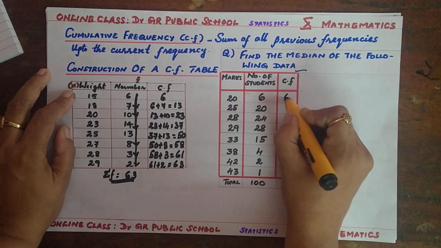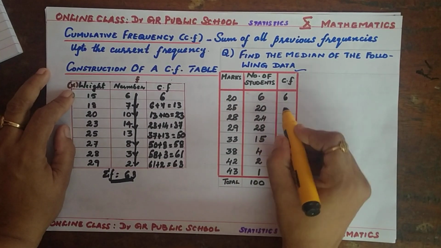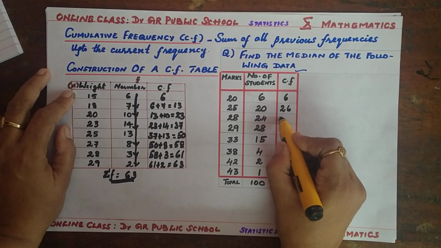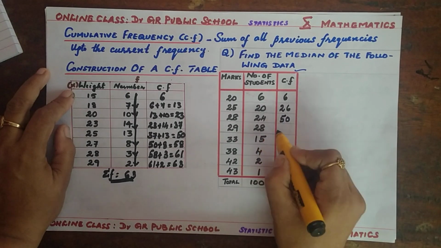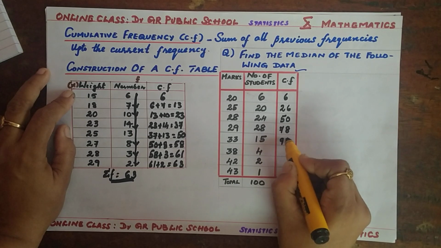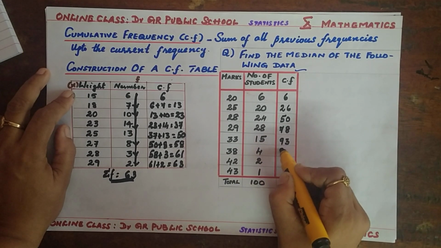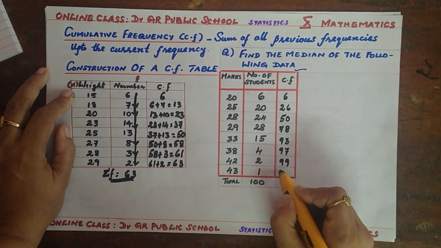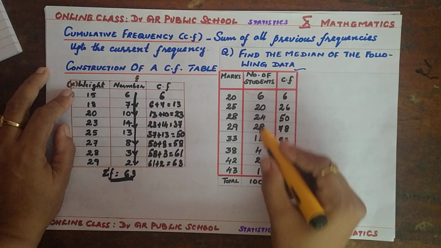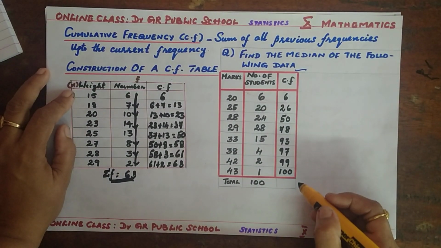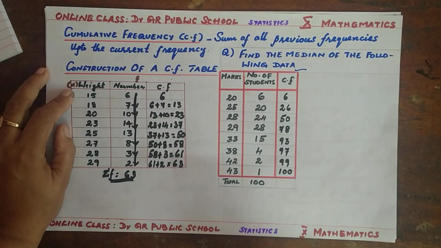6. Now going to write directly, 6 plus 20 is 26. 26 plus 24 is 50. 50 plus 28 is 78. 78 plus 15 is 93. 93 plus 4 is 97. 97 plus 2 is 99, plus 1 is 100. Look at this. The sum of the frequency equals the last value in the CF column. So at first you need to form the CF. Now you need to find the median.